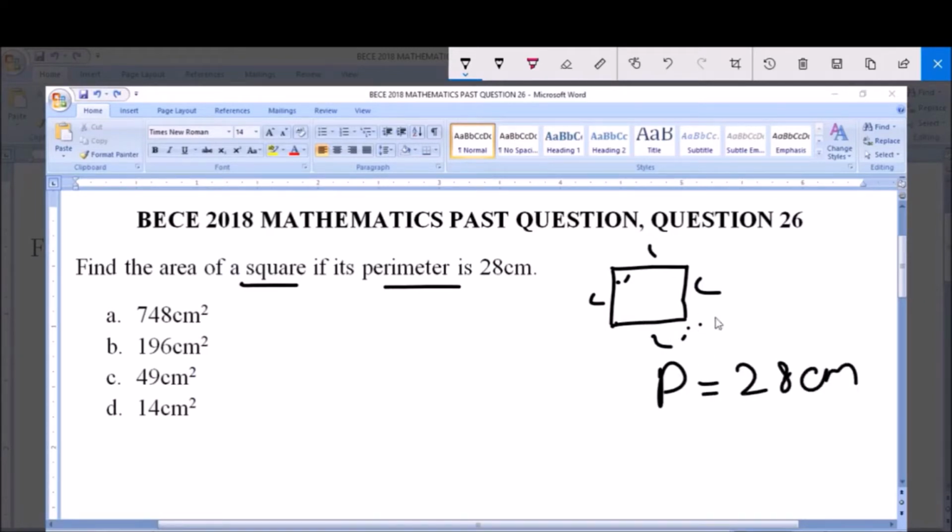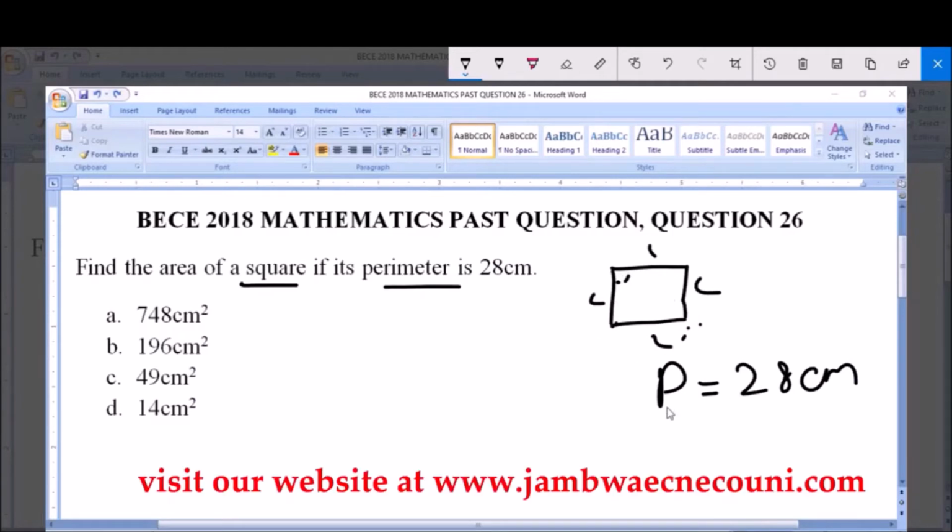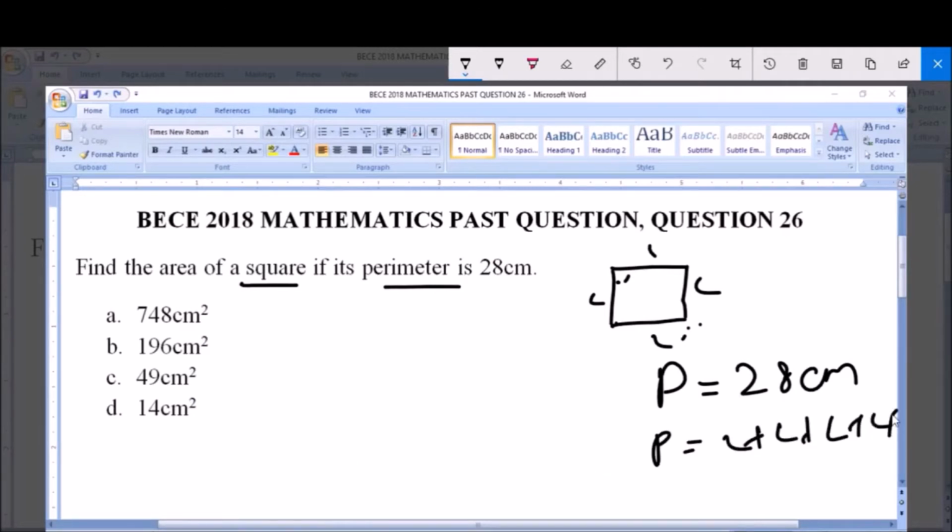And like we know, perimeter simply means what? The addition of all the boundaries of the square. So perimeter simply means what? P means L plus L plus L plus L, and this is equal to 4L. That is the sum of the entire boundary, the length of the square. So 4L, and we have that perimeter is equal to what? 28 cm, meaning that 4L is equal to what? 28.